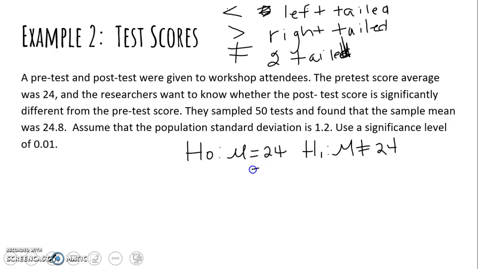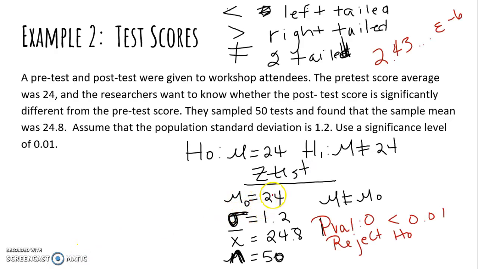Okay, we're going to run a z-test. Here's the data we'd put in. We'd put in the null is 24, sigma, which they said was the population standard deviation, which is why we're running the z-test, is 1.2. The sample mean is 24.8, n is 50, and we put in that it's not equal to the null for the alternate statement. That's what you're putting into your calculator when you go to stat test, choose z-test number 1.